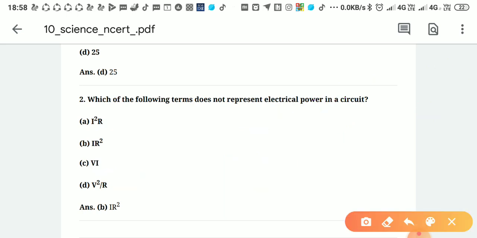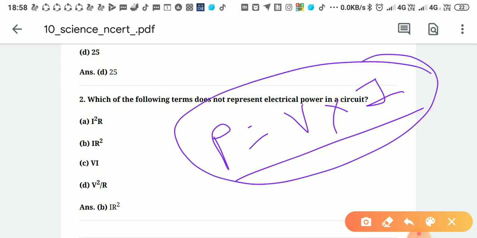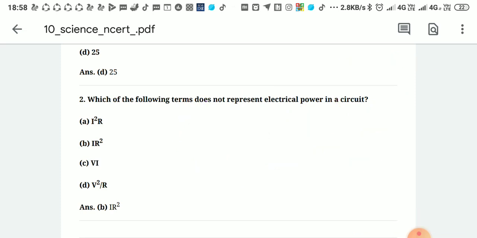I already told you in my electric power video that we should remember all electric power formulas. If we cannot remember all of them, then we can remember this formula, P equal to V into I. By this formula we can get the other formulas also. So in this question we can directly choose our answer, that is IR square.